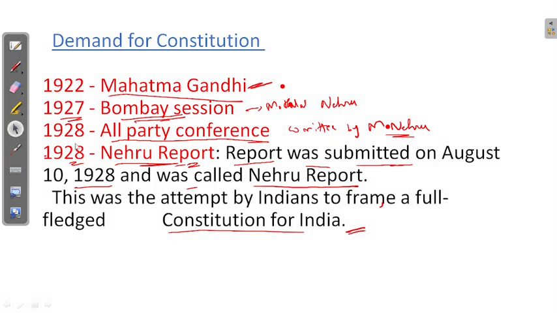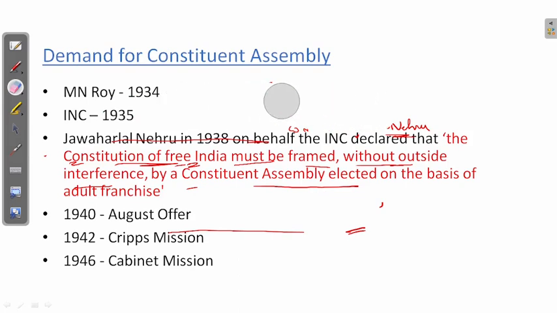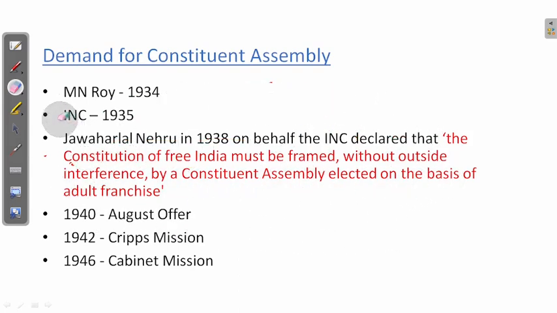Next, we'll see the demand for the Constituent Assembly. We have seen that M.N. Roy gave the idea of the Constituent Assembly in the year 1934. In 1935, the Indian National Congress, for the first time, officially demanded a Constituent Assembly to frame the Constitution of India.